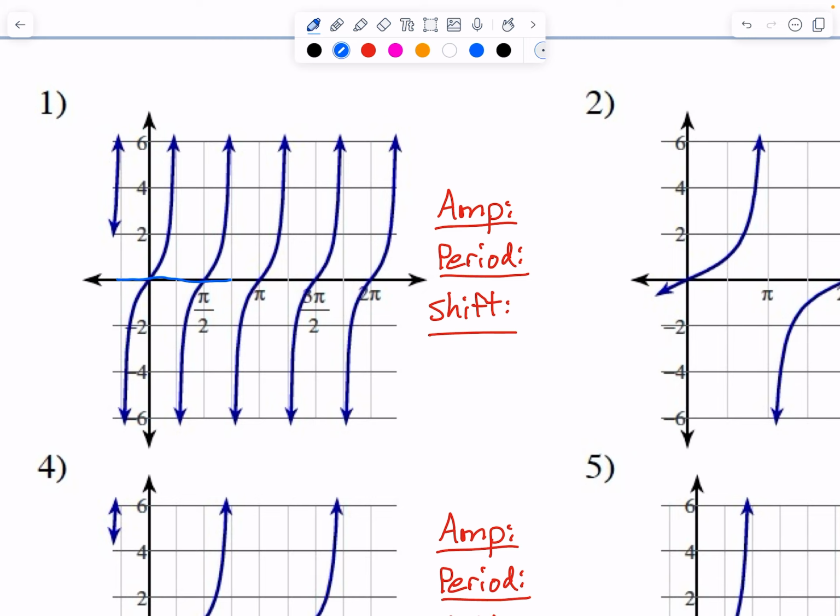So let me grab a different color that sticks out. My midline goes right through there, okay? The reason I look for that is because I want to make sure I'm not shifting up or down, and that's how I can catch it.